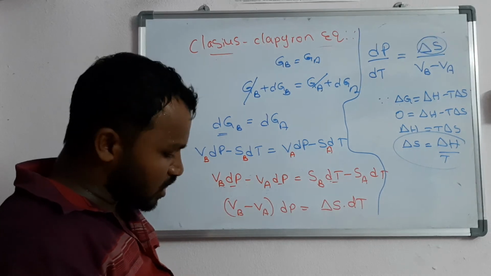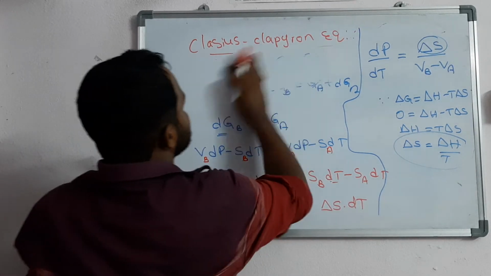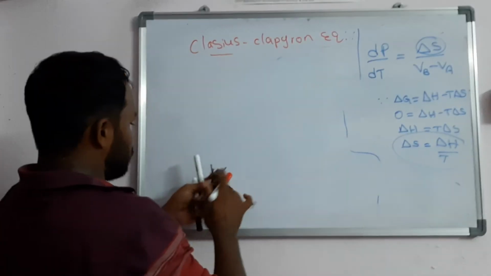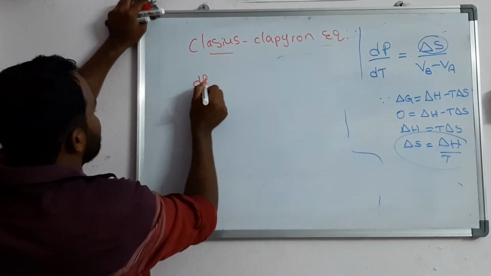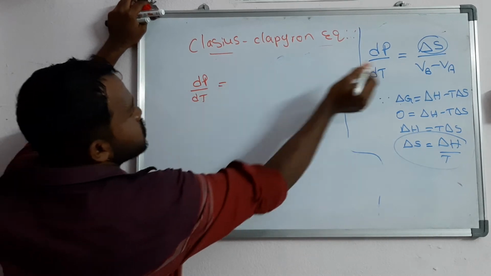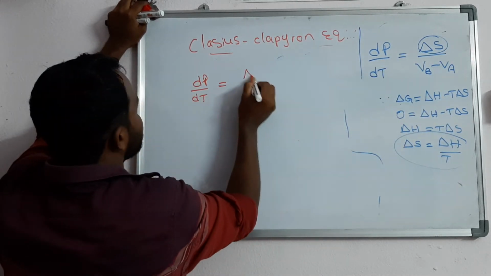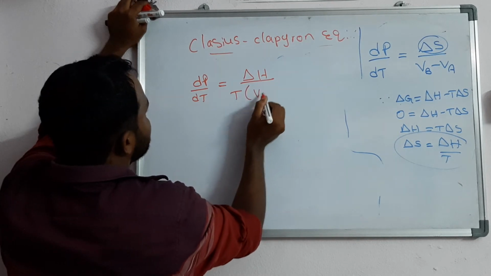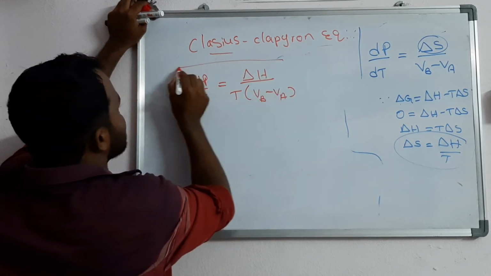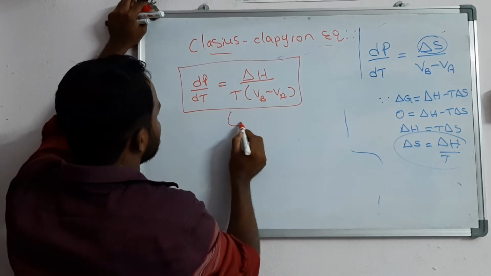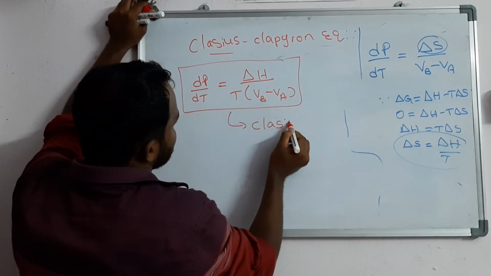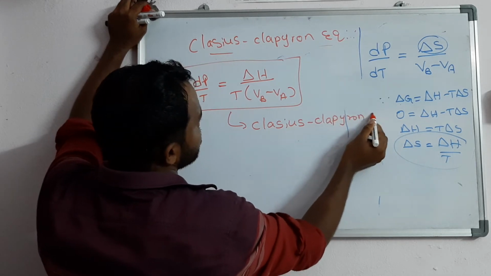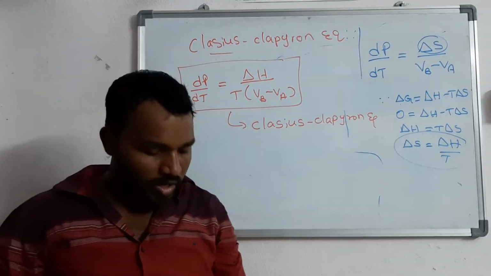Delta H by T. So what does that equation look like? dP by dT is equal to delta S by delta V, which means delta H by T into VB minus VA. So this is called the Clausius-Clapeyron equation, a very important equation.